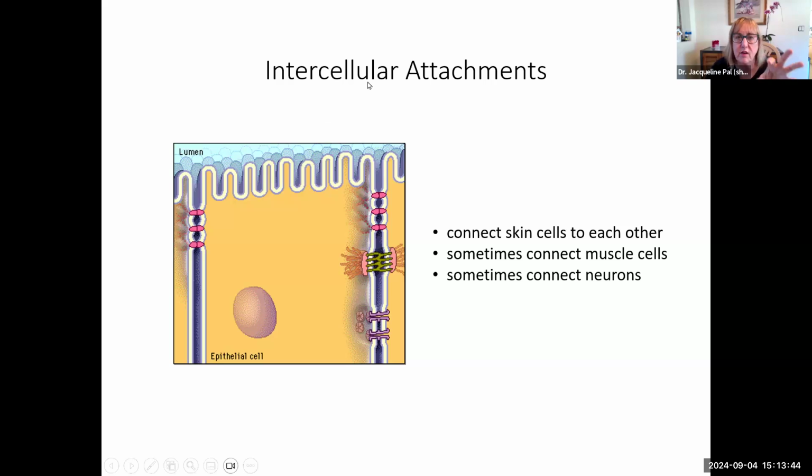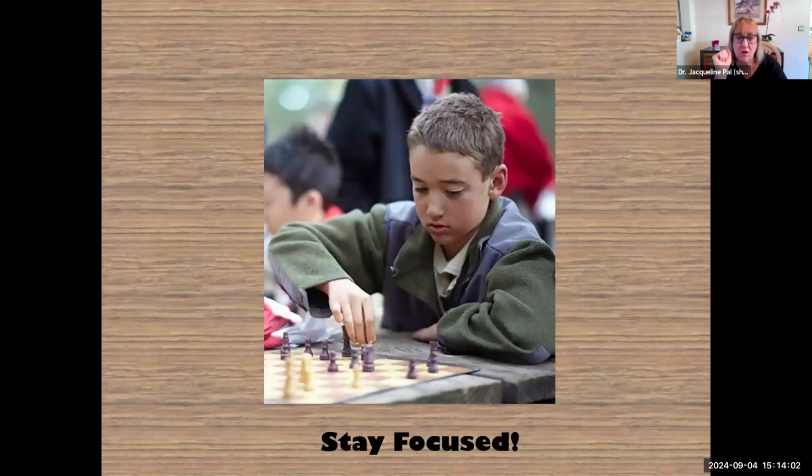And intercellular attachments are real important in our skin. All of our skin cells are attached to each other so that when you rub on them, they're not falling apart. Most of our muscle cells are attached to each other by these. Some of our neurons are attached to each other. We'll talk about these later on when they are important.